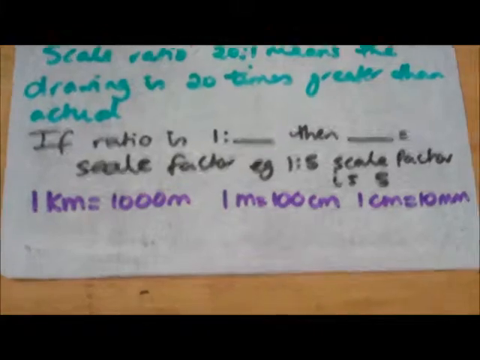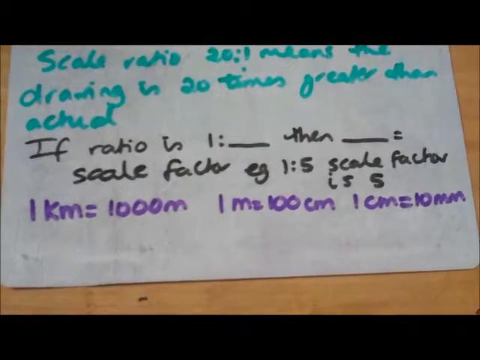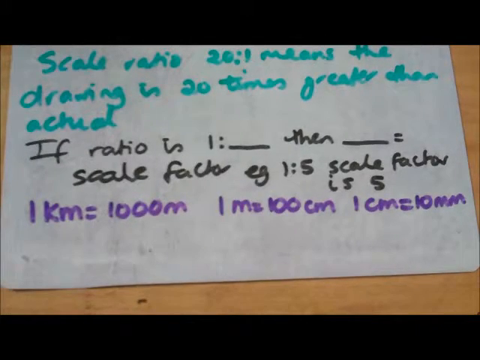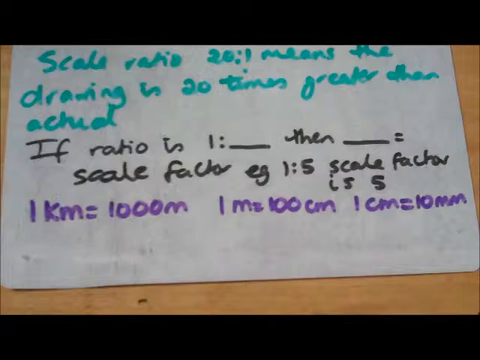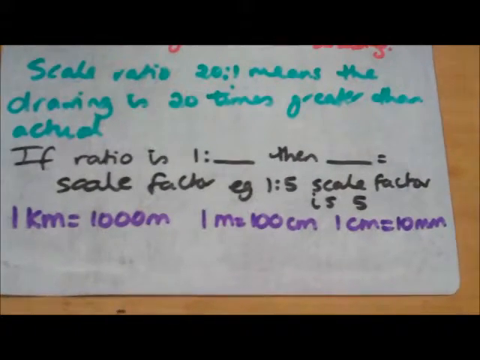The only other thing you need to remember, and you might need to write these at the top of each of your pages if you can't remember them: 1 kilometre is 1,000 metres, 1 metre is 100 centimetres, and 1 centimetre is 10 millimetres. Let's have a look at some examples.